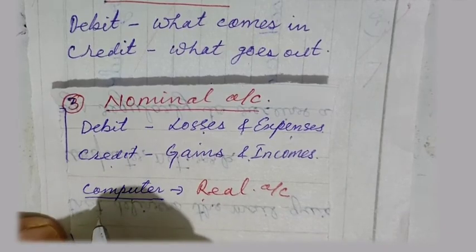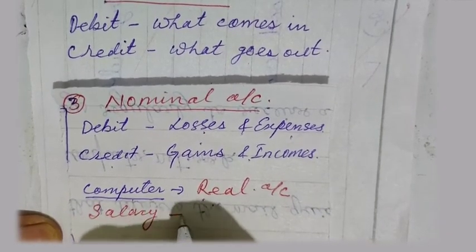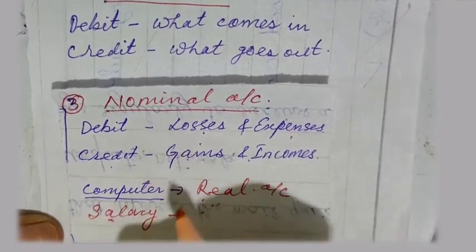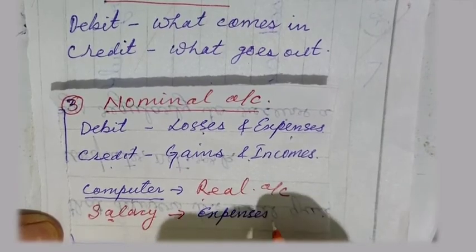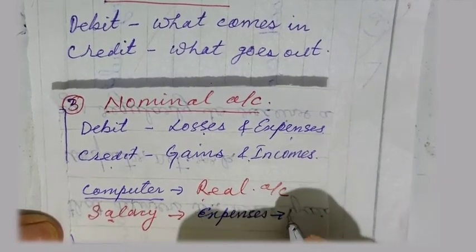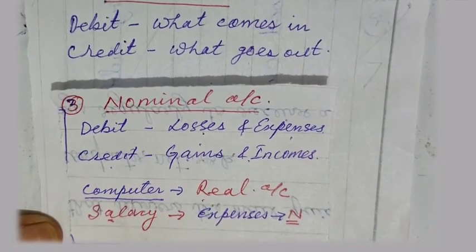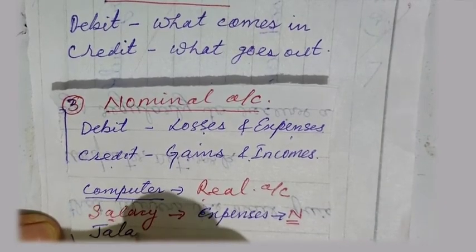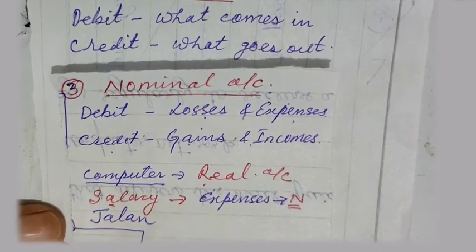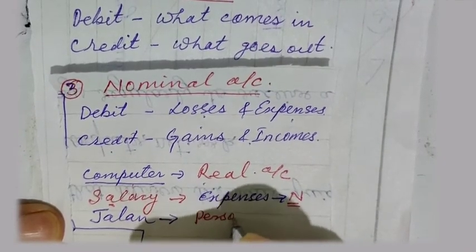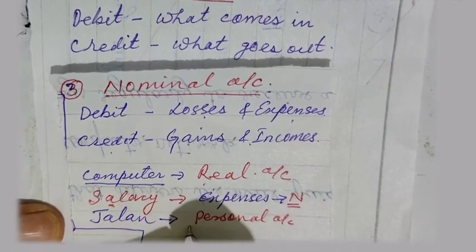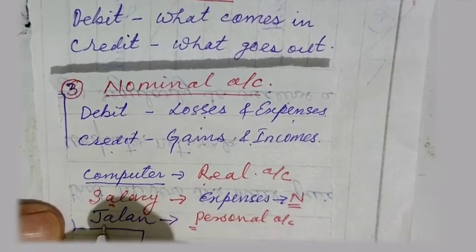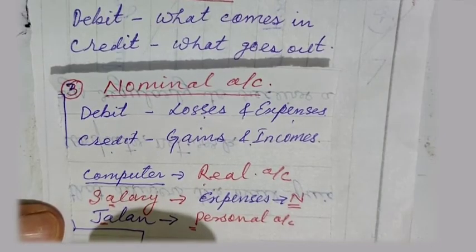Another example, say salary. What is salary? Salary is an expense. So it belongs to which account? It belongs to nominal account. So you have to follow the rule of nominal account. Supposing you come across the term, say Jalan. Who is Jalan? He is a person. So it belongs to what account? It belongs to personal account. So here you will use the rule of personal account to find out whether Jalan will be debit or credit.